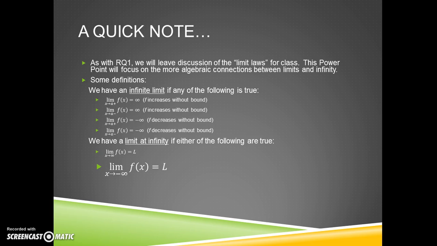We have a limit at infinity if either of the following are true. The limit as x goes to infinity of f of x is equal to L, or the limit as x goes to negative infinity of f of x is equal to L. Alright, and it's important to make a distinction between a limit at infinity and an infinite limit. An infinite limit has an answer of infinity, while a limit at infinity has the x value go to positive or negative infinity.